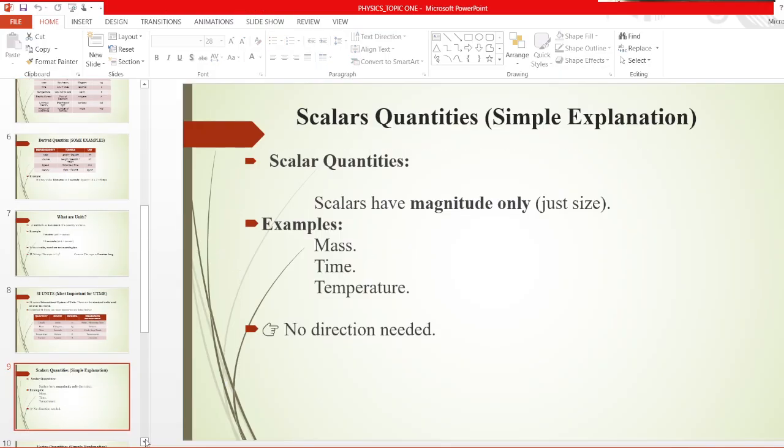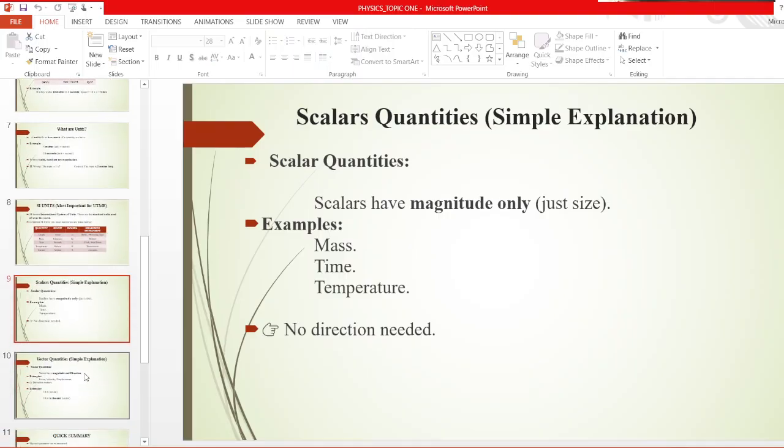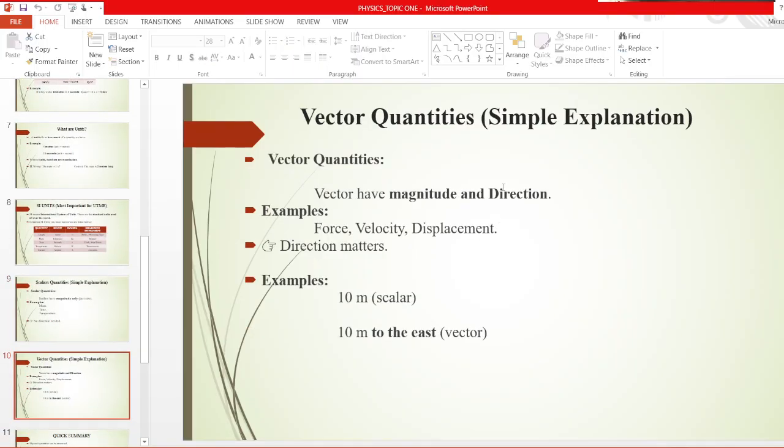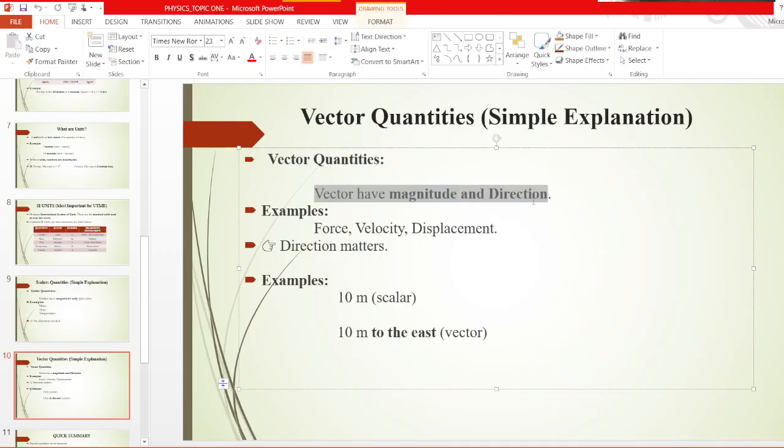The other type of quantity is what is called vector quantity. A simple explanation. Like I said, this lesson is not to replace your teaching in school. It is to assist you to simplify this key concept according to the JAMB syllabus. What are vector quantities? Vector quantities have magnitude and direction, meaning they have a size and they have what? Direction. Every quantity that has a size and direction is called a vector quantity.